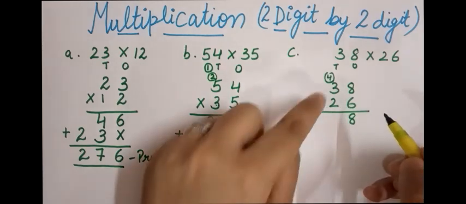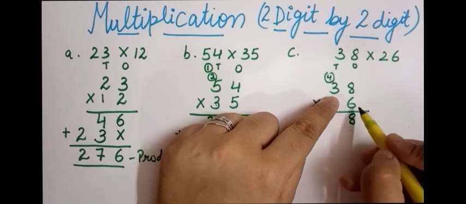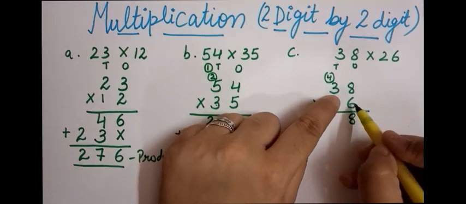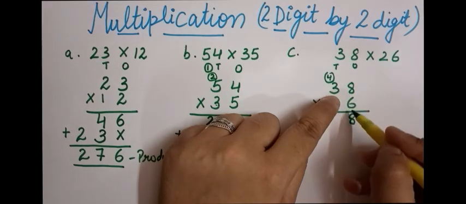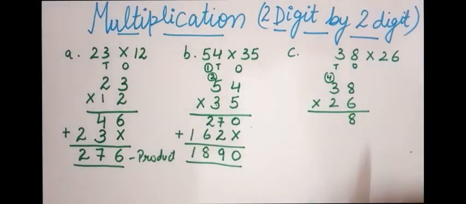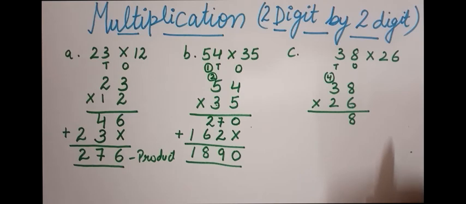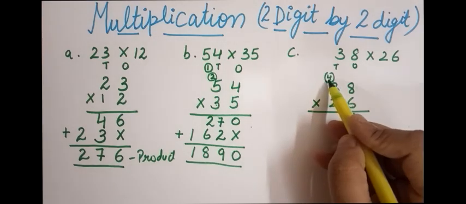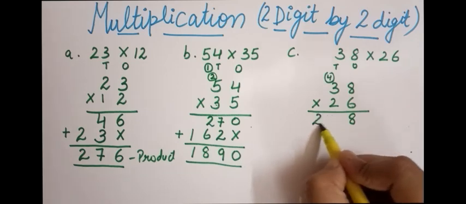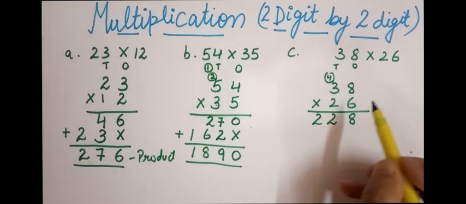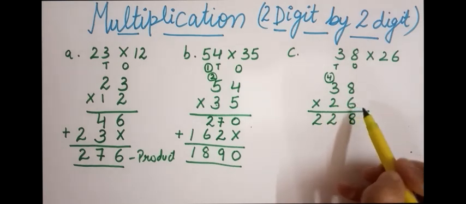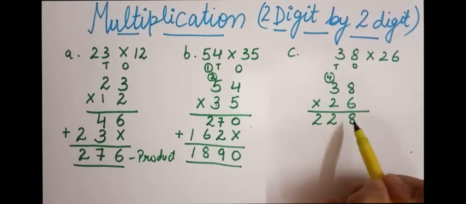Now again, just leave this 2. Just focus on this 6. So we have multiplied this 6 by this 8. Now I'll multiply this 6 by this 3. So 6 3s are 18, and this 4, we'll be adding this 4. So 18 plus 4 is 22. Now we have done 38 multiplied by 6 and the answer is 228.